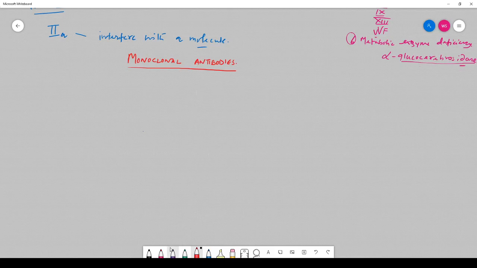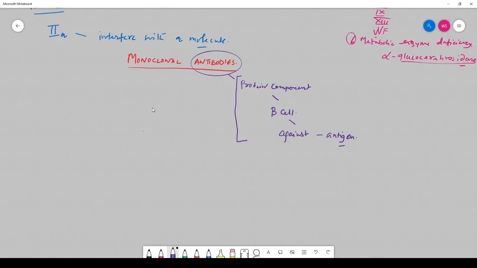So let's discuss this in detail. What is an antibody? An antibody is a protein component usually produced by a B cell, and it is against an antigen. So it is basically a drug which acts on the immune system. It's a drug which is targeted at the immune system. So which is the best drug which is targeted at the immune system? The best drug is a vaccine.